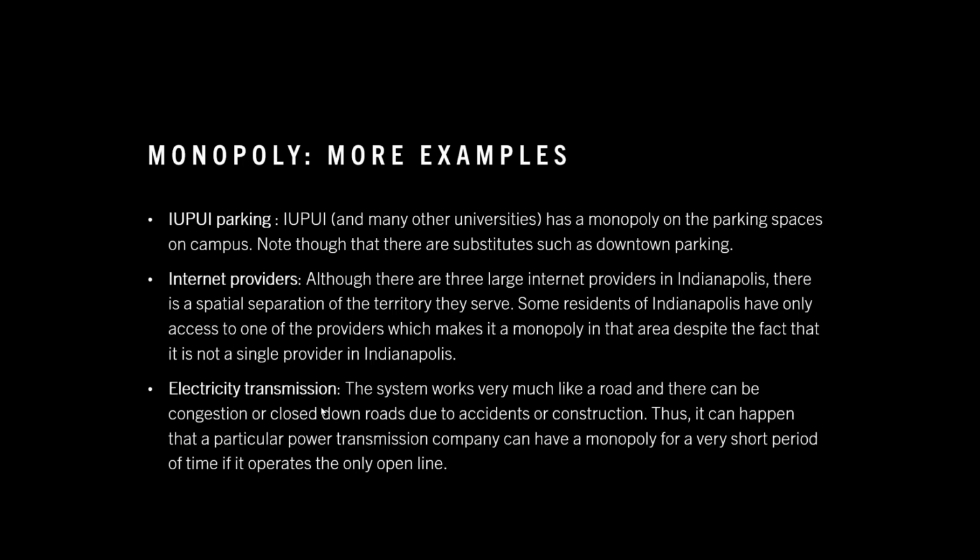So now, depending on the circumstances, what can happen is that a particular transmission company can have a monopoly for a very short period of time, in the sense that they operate the only transmission line that is currently open and can transmit electricity through the system. So this usually does not occur for a very long time, but for a short period they can have that monopoly, despite the fact that there may be many other providers.